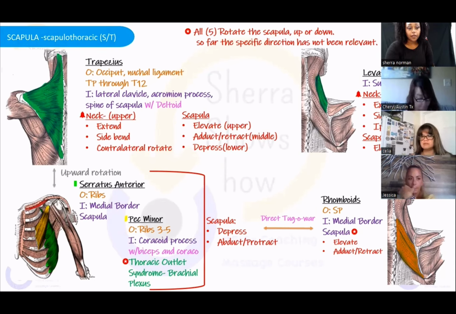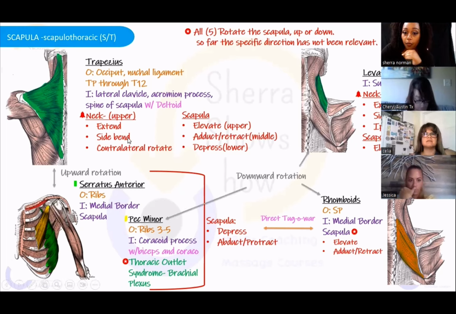And this is where my driller came in. If you remember that these two, the trapezius and serratus anterior, upward rotate, all the rest of them downward rotate. That is bonus cookie points if you could remember that, but don't worry if you don't. Okay? Trapezius and serratus anterior both upward rotate. Pec minor, rhomboids, and levator downward rotate. That's why it's gray, but it's there. Because kudos if you can remember it.